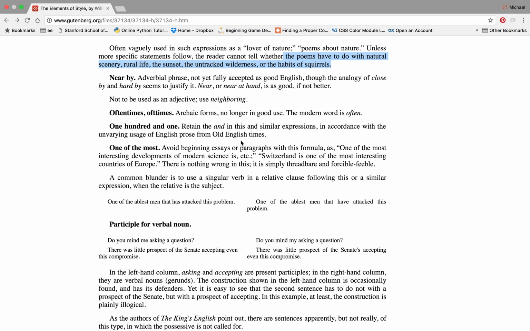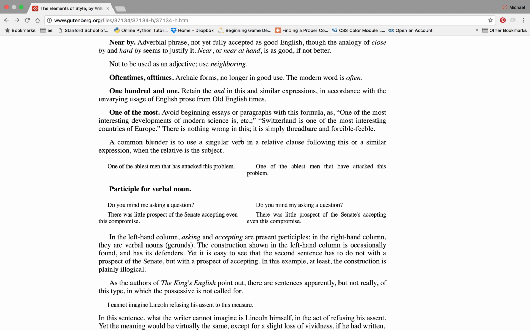Nearby. Adverbial phrase, not yet fully accepted as good English, though the analogy of close by and hard by seems to justify it. Near or near at hand is as good, if not better. Not to be used as an adjective, use neighboring. The neighboring countries, right, as opposed to the nearby countries. You could also say the adjacent countries. I like adjacent. So I don't think he's talking about nearby the one word. It looks like it's the two word construction. But anyways, all right. So neighboring, I would use adjacent.